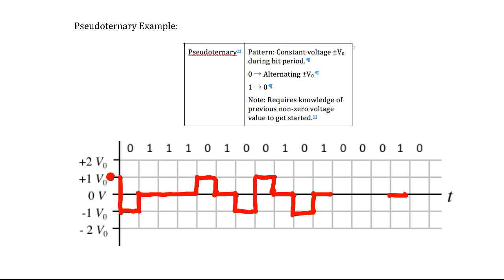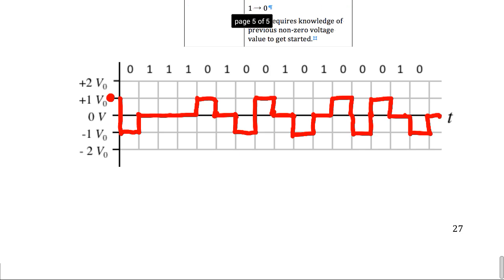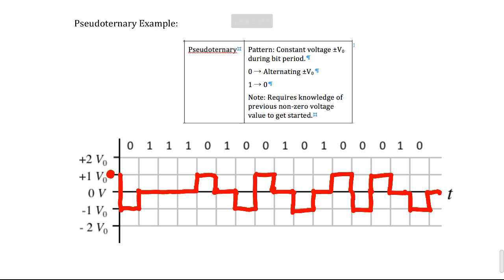Notice 2 zeros in a row. I go up, then down, then up. Then I go up, then I go down, then up, then down finally. Okay. So this is a summary of all 8 of those line coding examples. Hope this helps.